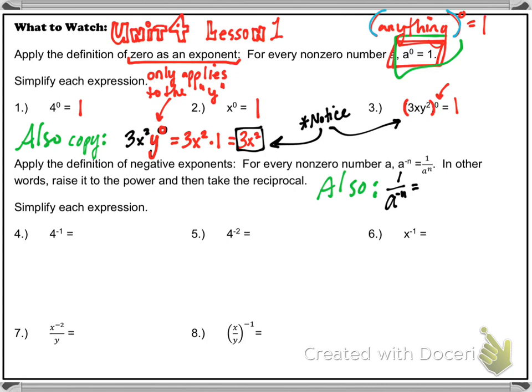So also, if you have something to the negative power on the bottom of the fraction, it goes to the top. So this would be 1/4.